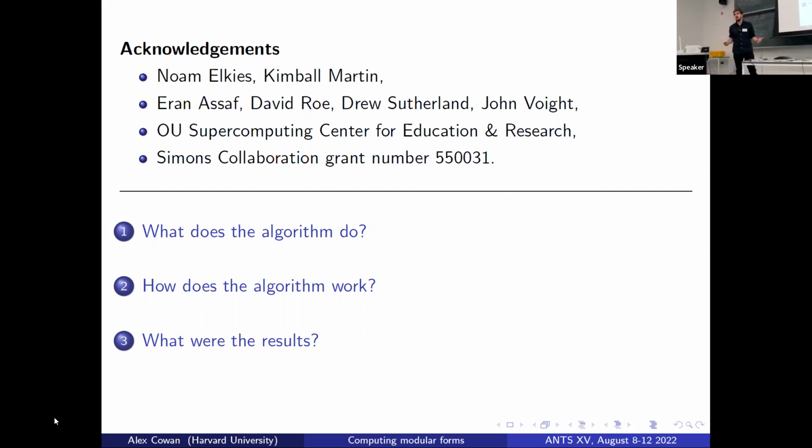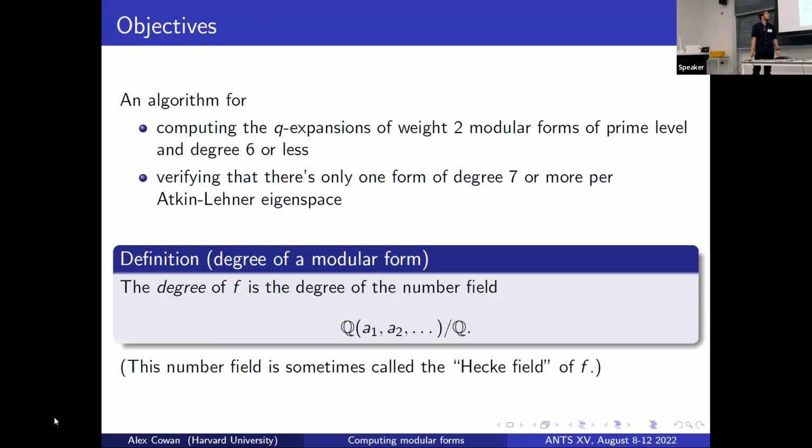So this talk is going to be about an algorithm, and I'm going to talk about what the algorithm is doing, how it does it, and then what it spit out. So this algorithm is primarily an algorithm for computing Q expansions of weight 2 modular forms, prime level, and degree 6 or less. That's all trivial character.